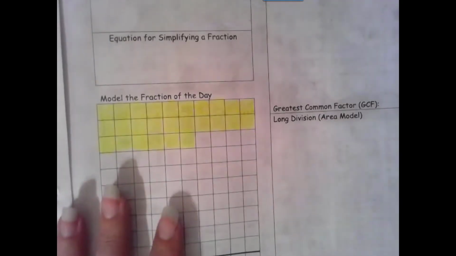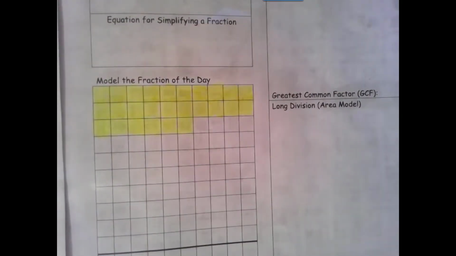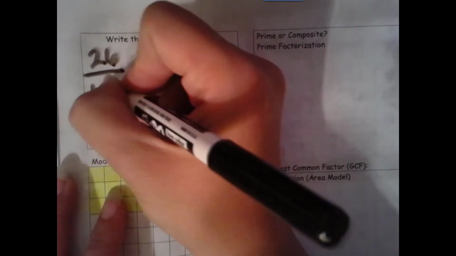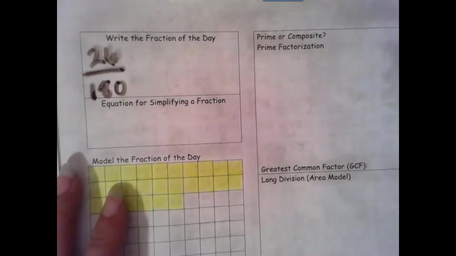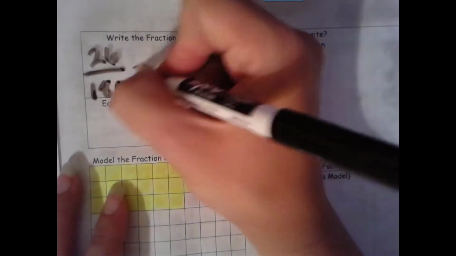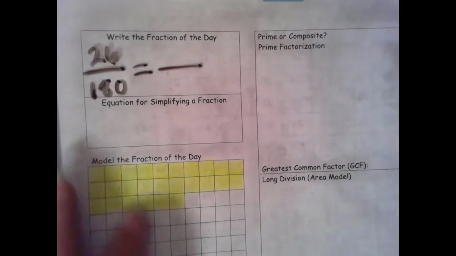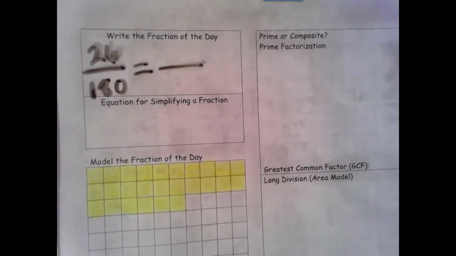All right, so day 26 out of a total of 180 school days. So that's where that denominator comes from. It's our total amount of school days. So now we have to think, is our numerator prime or composite?